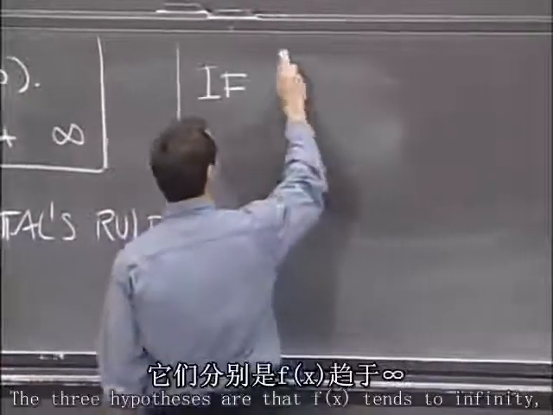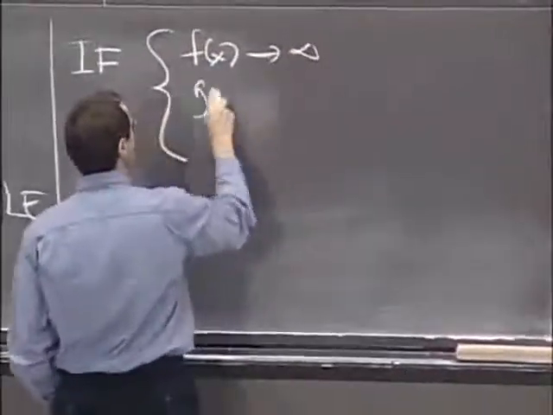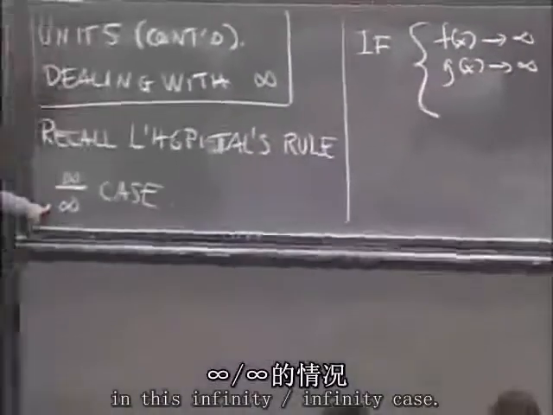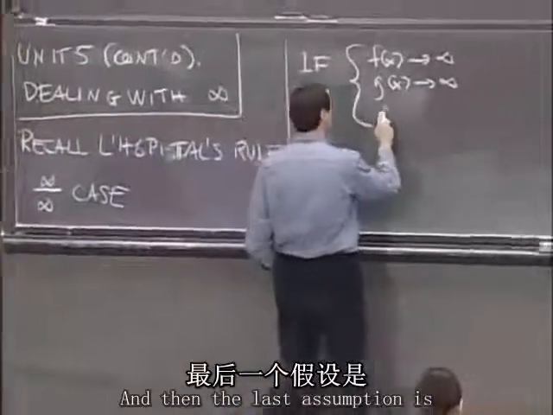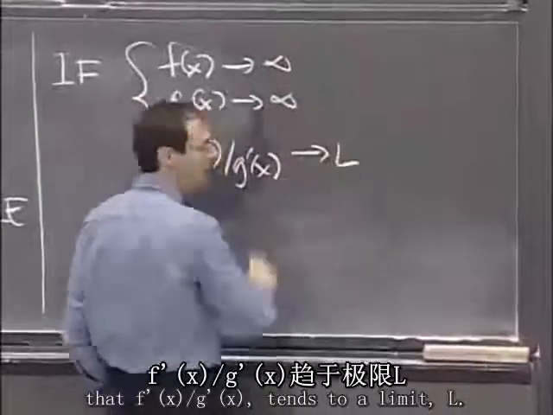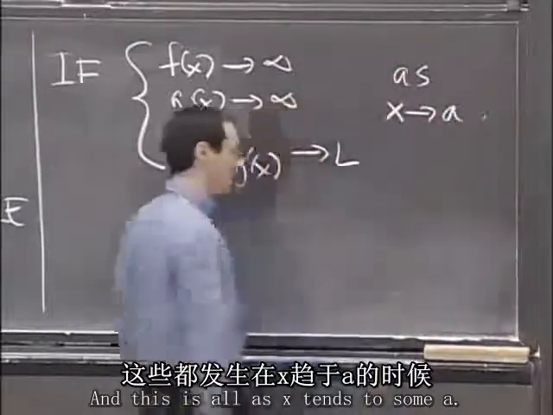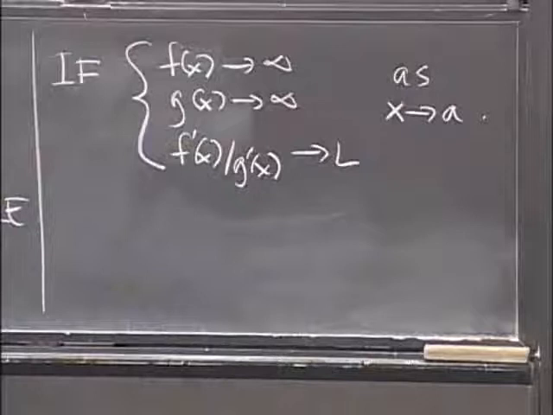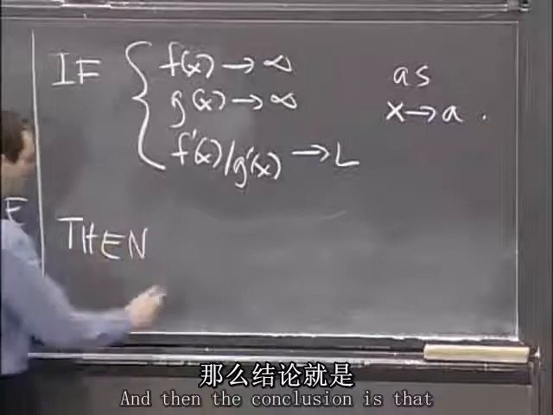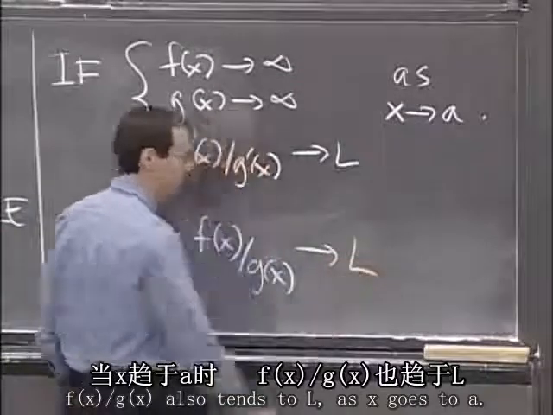We start out with really three hypotheses. Two of them are kind of obvious. The three hypotheses are that f of x tends to infinity, g of x tends to infinity. That's what it means to be in this infinity over infinity case. And then the last assumption is that f prime of x divided by g prime of x tends to a limit, L. And this is all as x tends to some limit a. All right? And then the conclusion is that f of x divided by g of x also tends to L as x goes to a.